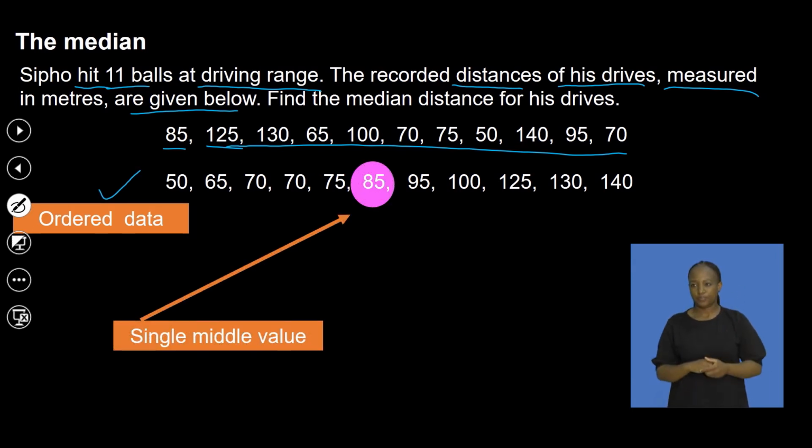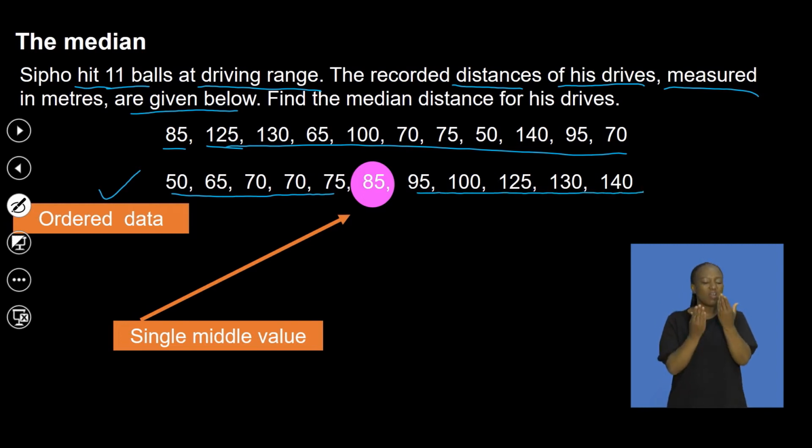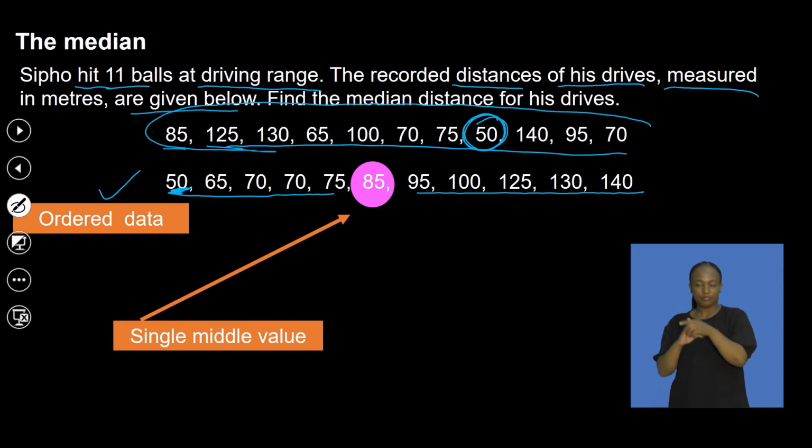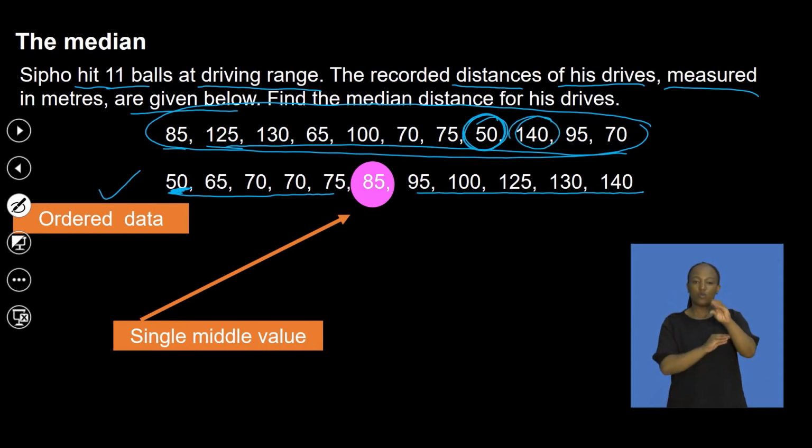Now, if we order our data, what is the middle one? So from there to there, and from there to there. Can we see? The middle is 85, because we've arranged our data. The smallest one is 50 there. This is our data. And the highest is 140. I see 140 there. Okay?